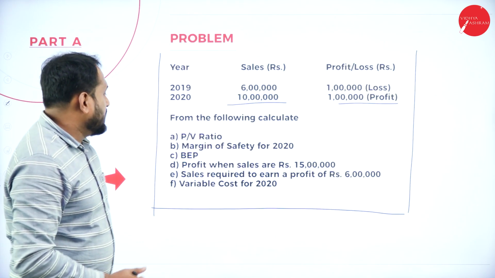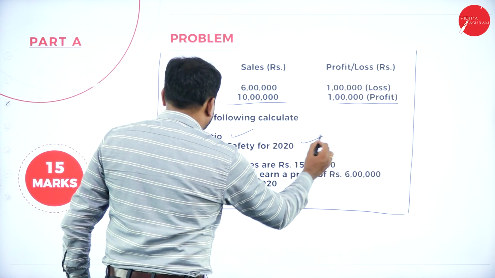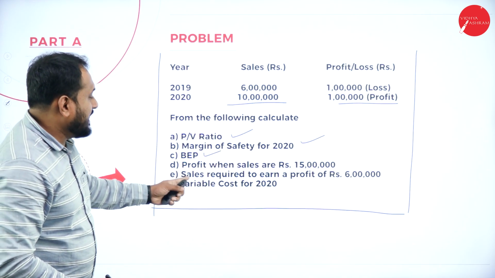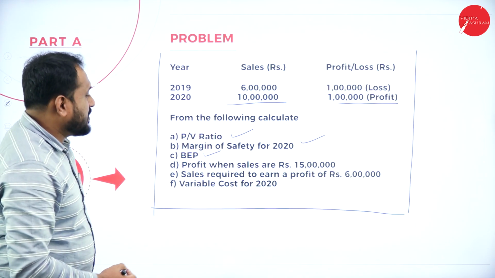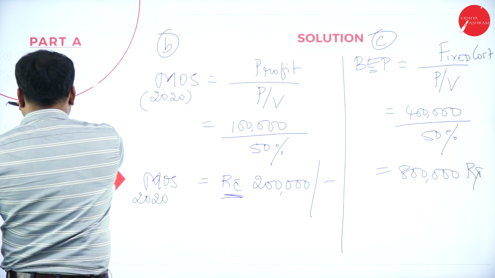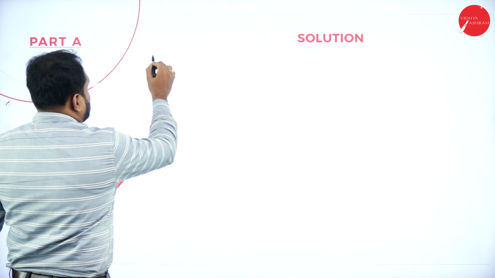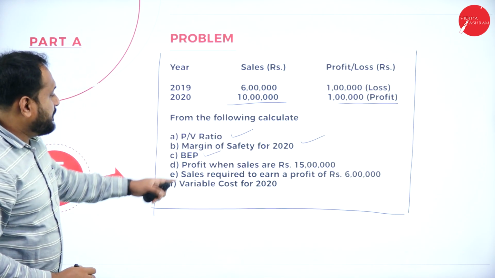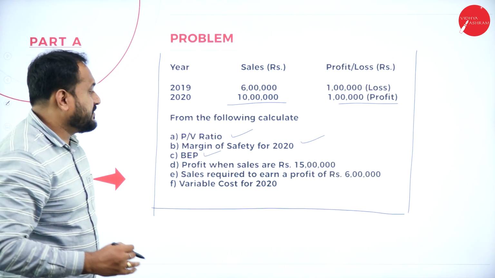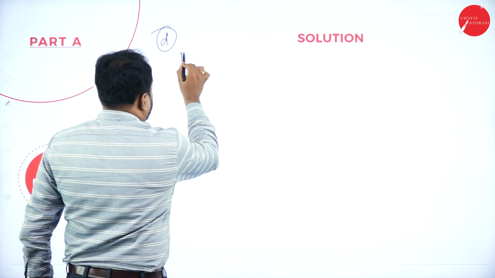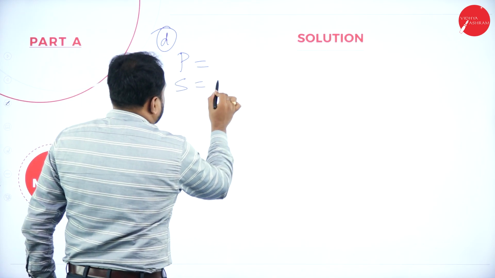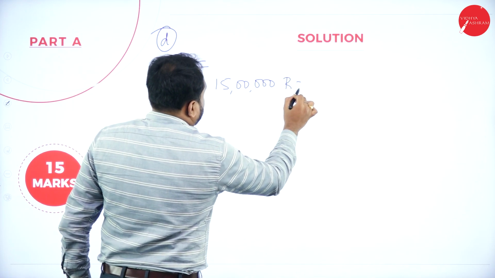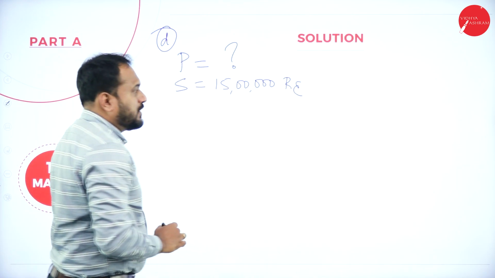Now here PV we found, MOS we found, BEP also we have taken. Now profit when sales are, sales required to earn a profit. How is that you are supposed to do is the same way. Let me erase this for you people here. Now they have asked something that is the D. The D, what they say is profit when sales are rupees 15 lakh. See here, profit when sales are 15 lakh rupees. So we need to find profit is what they go with.